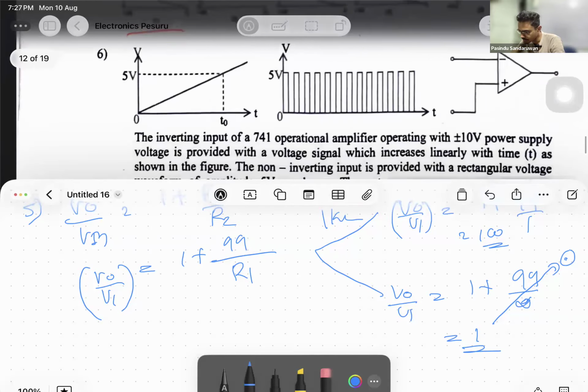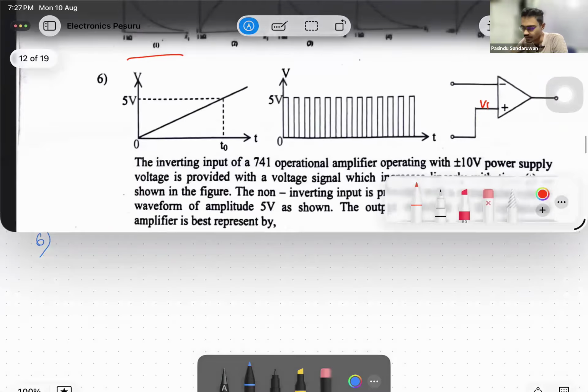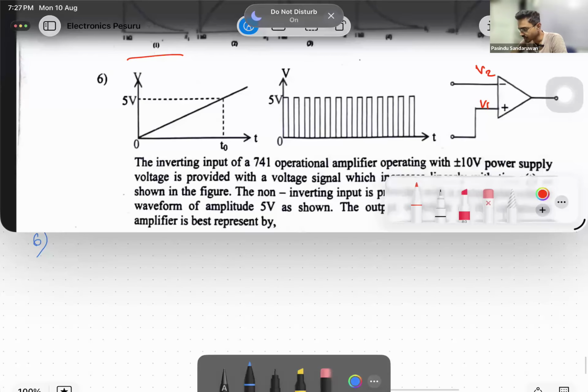Question 6. The inverting input of a 741 operational amplifier operating with plus or minus 10 volts power supply voltage is provided with a voltage signal which increases linearly with time t. Our usual notation is that the plus terminal is called V1 and the negative terminal is called V2. Some say V plus and V minus. That's also fine.